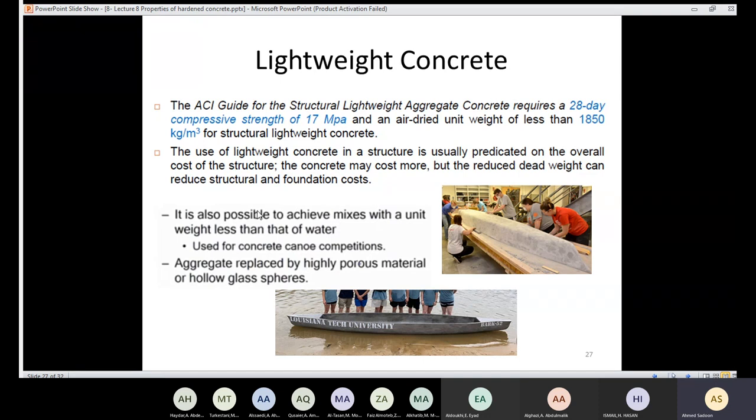And in the United States of America, we have a canoe competition. They are going to manufacture a canoe, so they have a race for the best canoe using lightweight aggregate. Because like I said, lightweight aggregate could have a unit weight less than that of water. So they have a famous competition regarding lightweight concrete.